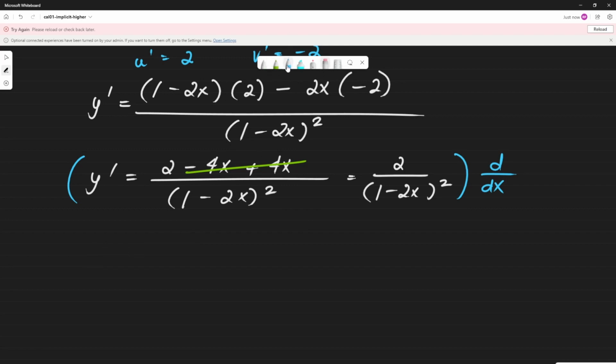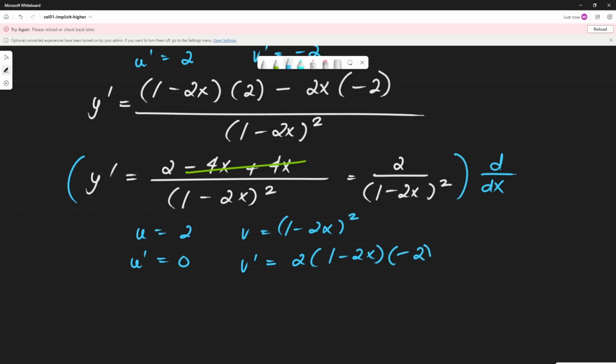Okay, so we have u is equal to 2. U prime is equal to 0. Then we have v is equal to 1 minus 2x quantity squared. Guys, kasama yung squared ha. Hindi natin pwede iwan yung squared kasi yan na yung bagong v natin. Hindi na tayo nagre-refer dun sa sinaunang v natin. Then we have v prime. The derivative of this one is 2 times 1 minus 2x raised to 2 minus 1 is 1 multiplied to the derivative of 1 minus 2x, that is negative 2. So we'll have negative 4 plus 4x.